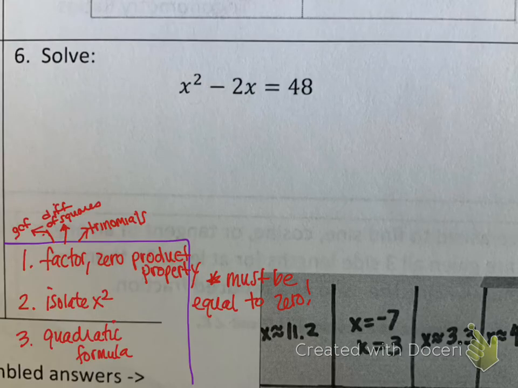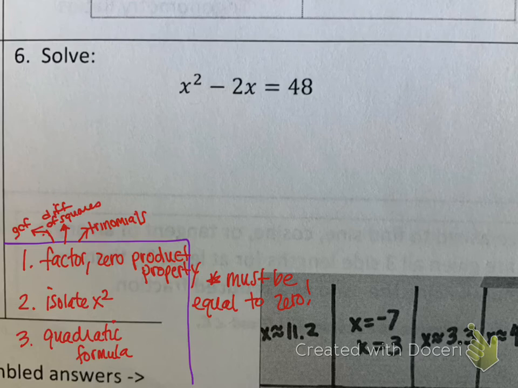The very last example is asked to solve a quadratic equation. How do I know that this is quadratic? Whenever your highest term is x squared, that would be quadratic. So these are the 3 ways to solve quadratics. Option number 1, if you can do it, you're going to factor the quadratic and then use the zero product property. Option number 2 is isolate x squared. Move everything to one side of the equation and isolate the x. Option number 3 is quadratic formula.